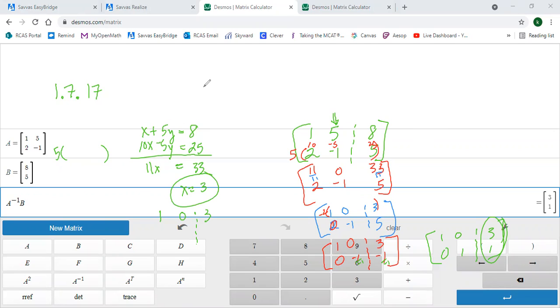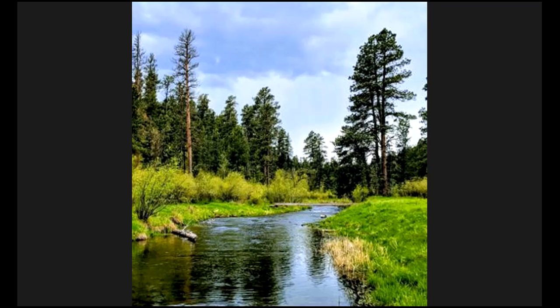Matrices, equations. Now, when you get bigger than 2 equations, like 3 variables, 3 equations, and 4 variables, 4 equations, that's where the matrices and the technology really start to shine for you. You don't want to mess with that stuff doing it by hand. That can get pretty gross. So good luck.